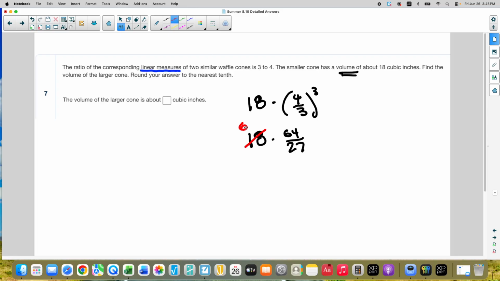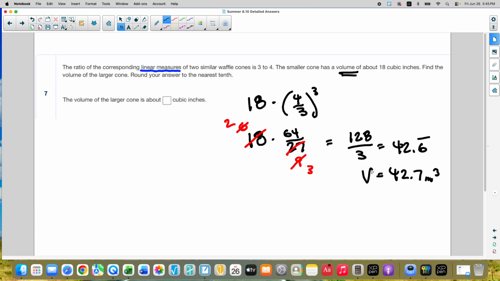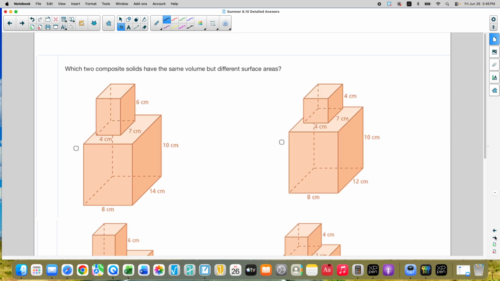Now 3 goes into those. 3 goes into 18 6 times. 3 goes into 27 9 times. 3 goes into 6 2 times. 3 goes into 9 3 times. And we get 128/3, which we've done already. And that's going to give us 42.6 repeating. Find the volume, round to the nearest tenth. So that's 42.7 inches cubed, the volume of the bigger cone. 42.7. Yes, we got it spot on this one.